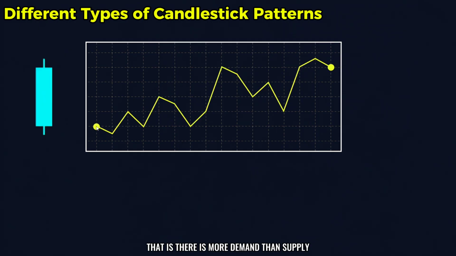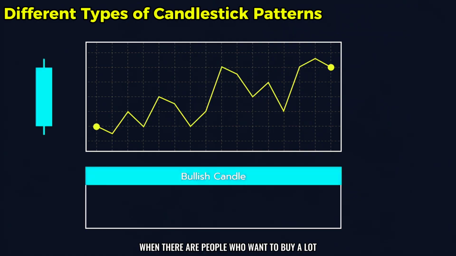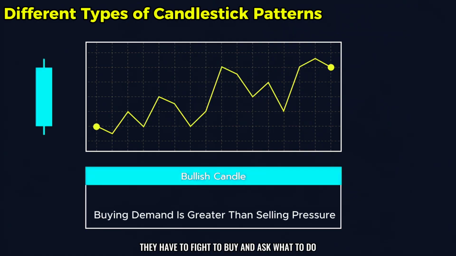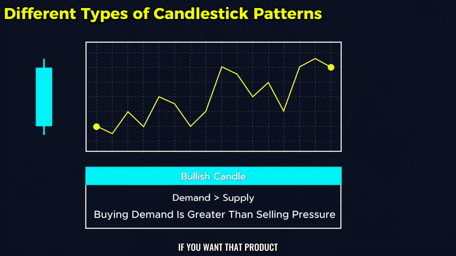That is, there is more demand than supply. There are people who want to buy more than people who want to sell. When there are people who want to buy a lot, they have to fight to buy. And ask what to do if you want that product. You have to offer a higher price, right? It's limited, but we want to get it and we have to compete. We have to pay at the end. When we pay at a higher price, the price will go up. This is the market going up.